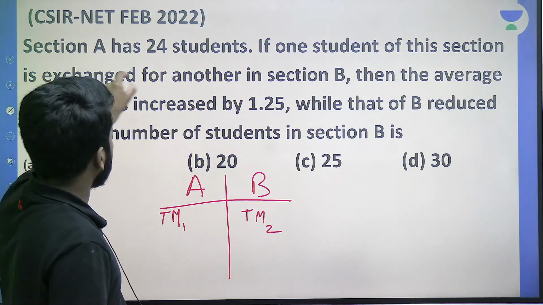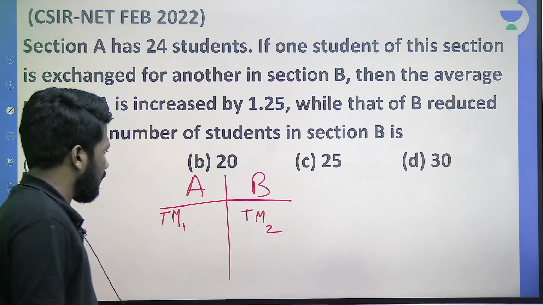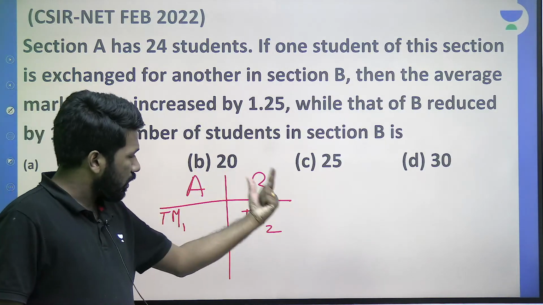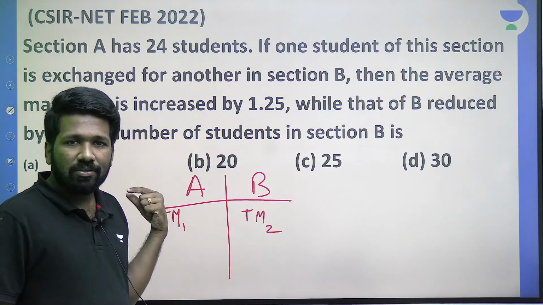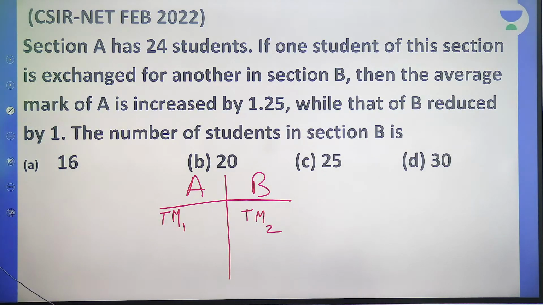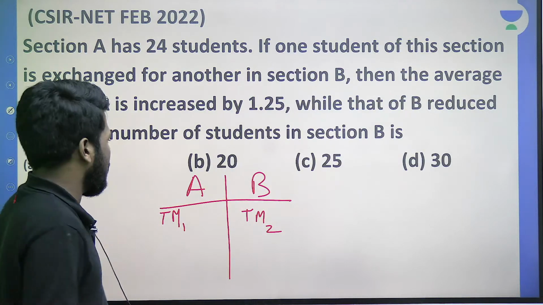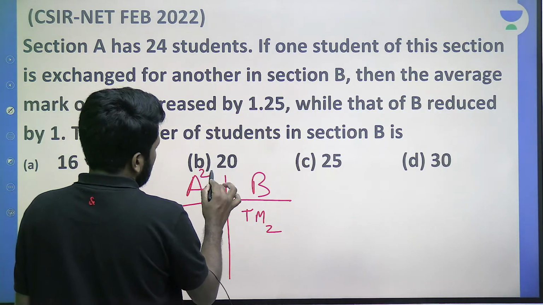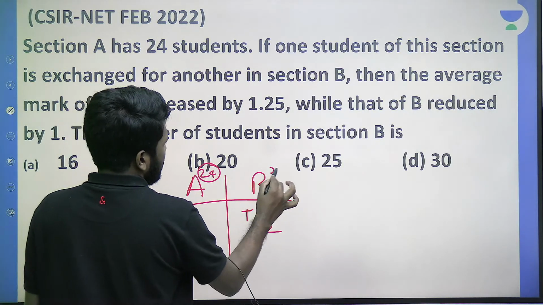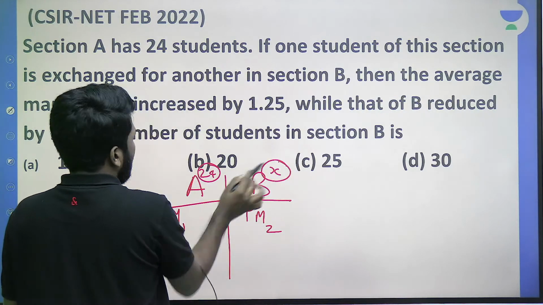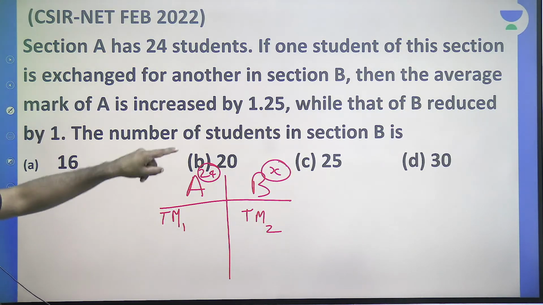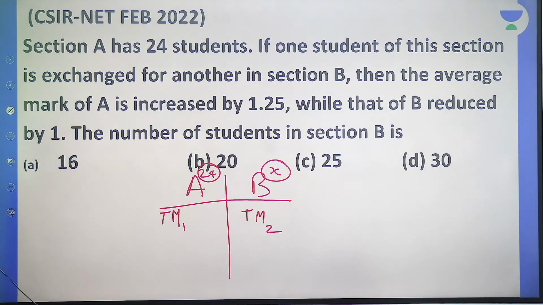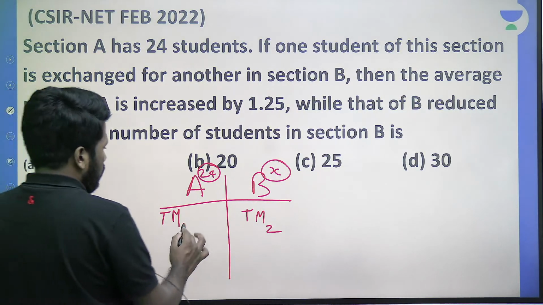If one student of the section is exchanged for another in section B, one student of section A is given to section B and one student from section B is taken into section A. Because of this, how much is the change in total mark? The question finally asks for the number of students in section A. We know one more thing: section A has 24 students, but we don't know how many students are in section B. That is our required unknown. Okay, so we know that the average mark of A increased by 1.25.